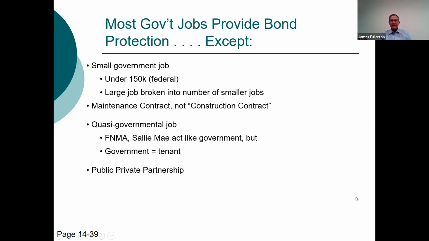Recently, the partnerships, PPPs, and I had, my internet connection's unstable. If I lose it, I'll try to get back on as fast as I can.